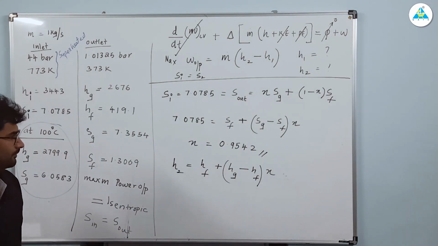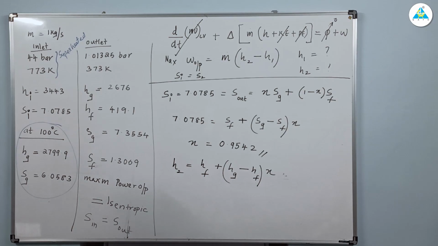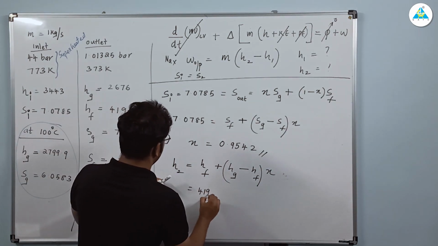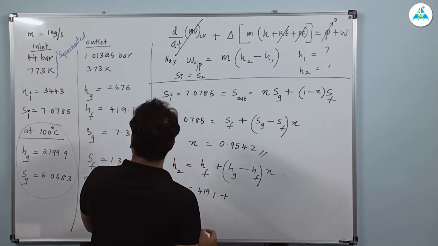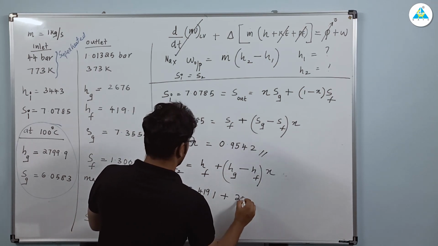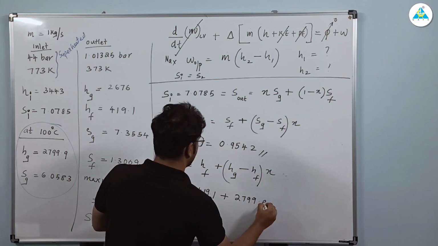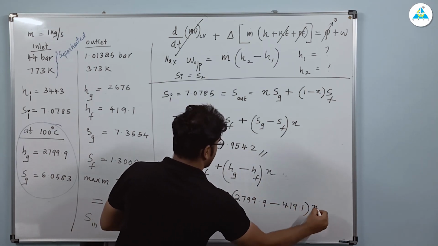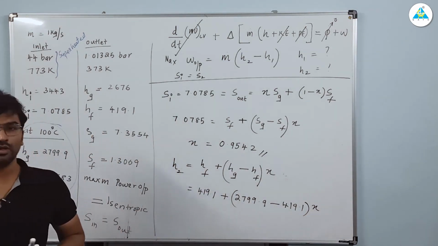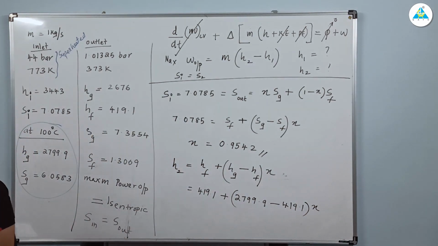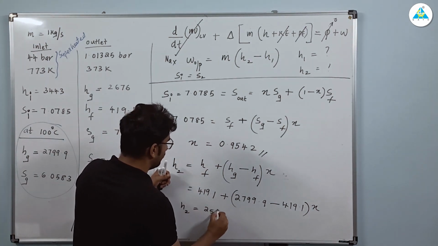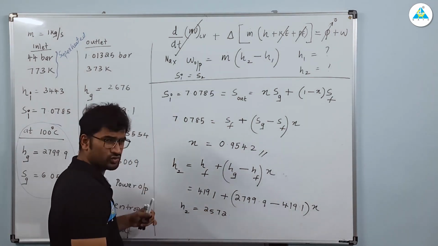Okay? So use all the values and find the value of H2. The value of X we have already calculated, right? So use it. So what will be HF? HF is 419.1 plus HG is what? 2799.9 minus 419.1 multiplied by X. You will get the value of H2. So once you get the value of H2, what will be H2? It is 2572 point something kilojoule per kg.